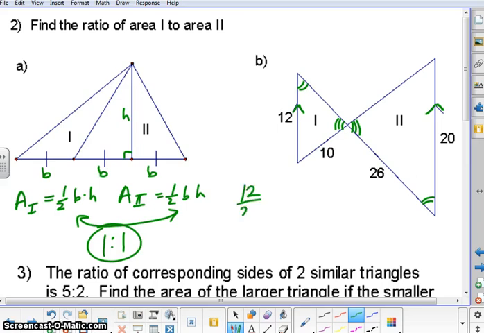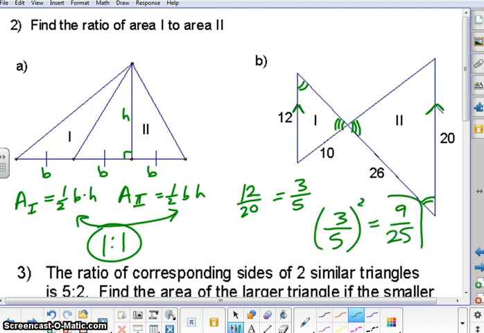So 12 is to 20 as 3, or no, not as 3 is 5. We can go ahead and reduce that to 3/5. And 3/5 squared is going to give you 9/25. So that would be your answer for the ratio of the areas. All right, so let's go on to the next one.